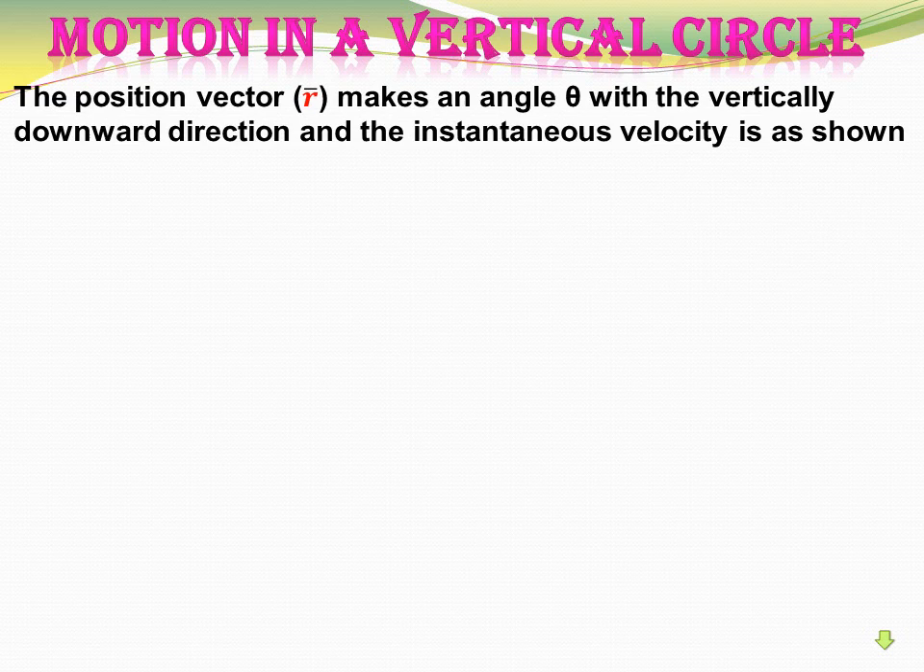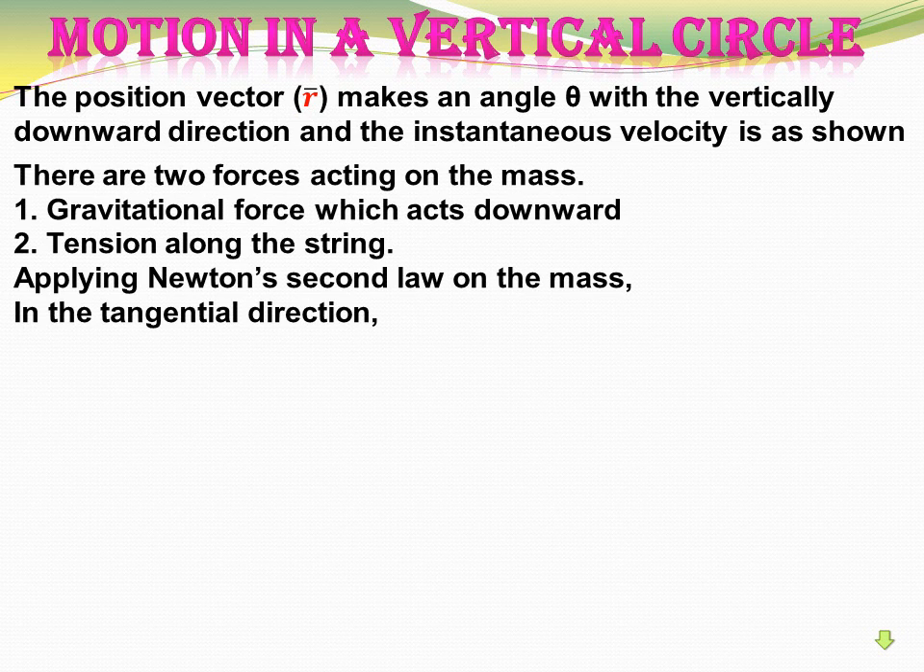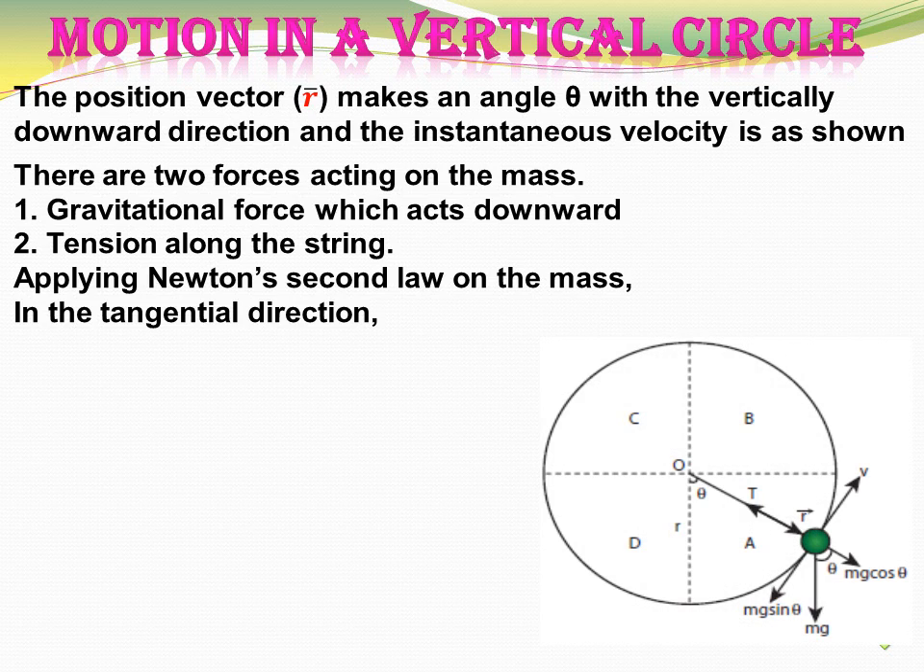Consider the motion of the body by taking the free body diagram, FBD, at a position. Here the position vector R makes an angle theta with the vertically downward direction, and the instantaneous velocity is as shown. There are two forces acting on the mass. Already I told you the mass is m. The gravitational force acts downward and the tension acts along the string, upward. You can see all these things in this picture.